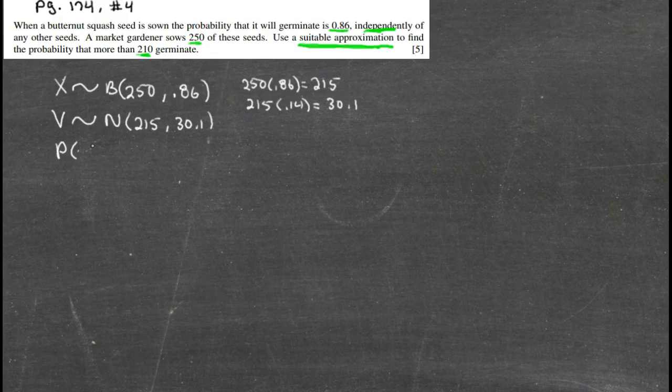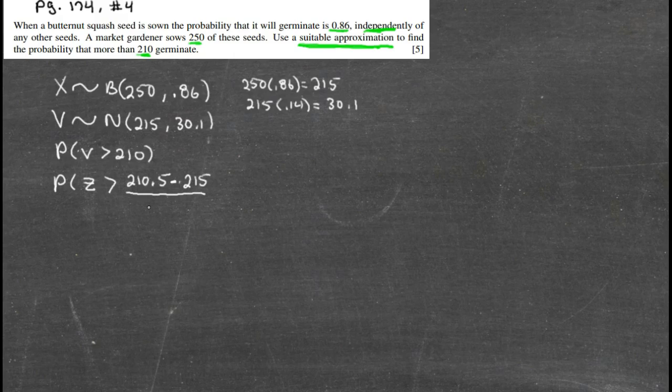They want me to find the probability that V is greater than 210. And I change it to V to let people know that it's an approximation. Anyway, so I got to standardize this with the Z values. Now what I've got to keep in mind is that it's got to be greater than 210. That means it doesn't include 210.